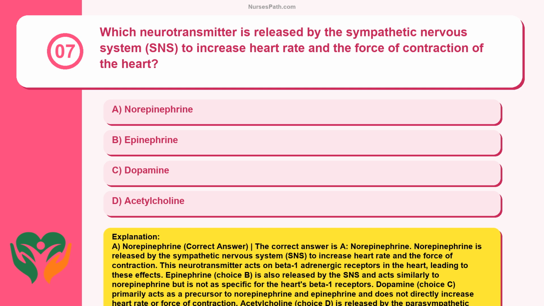Epinephrine, choice B, is also released by the SNS and acts similarly to norepinephrine but is not as specific for the heart's beta-1 receptors. Dopamine, choice C, primarily acts as a precursor to norepinephrine and epinephrine and does not directly increase heart rate or force of contraction. Acetylcholine, choice D, is released by the parasympathetic nervous system and decreases heart rate and the force of contraction.